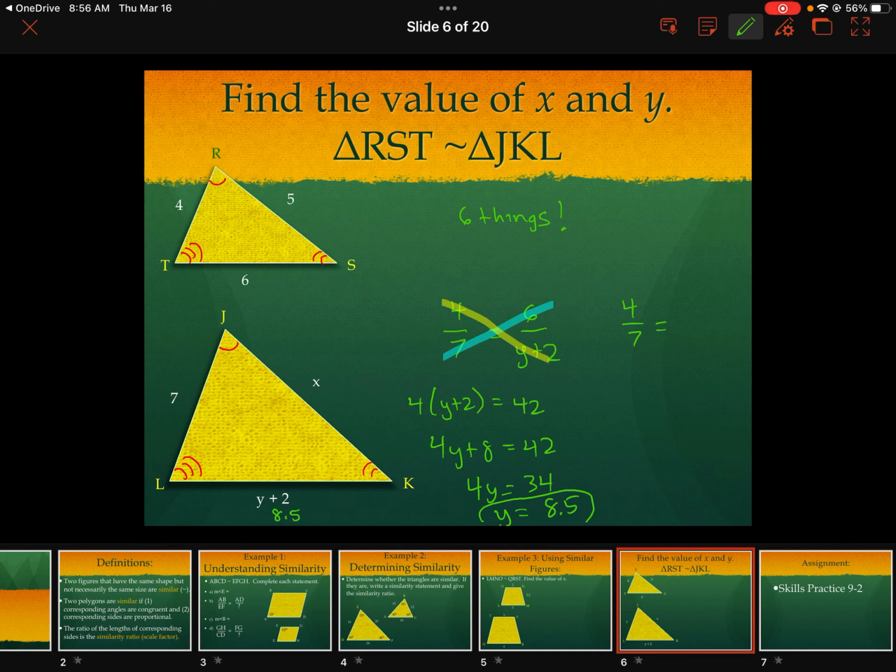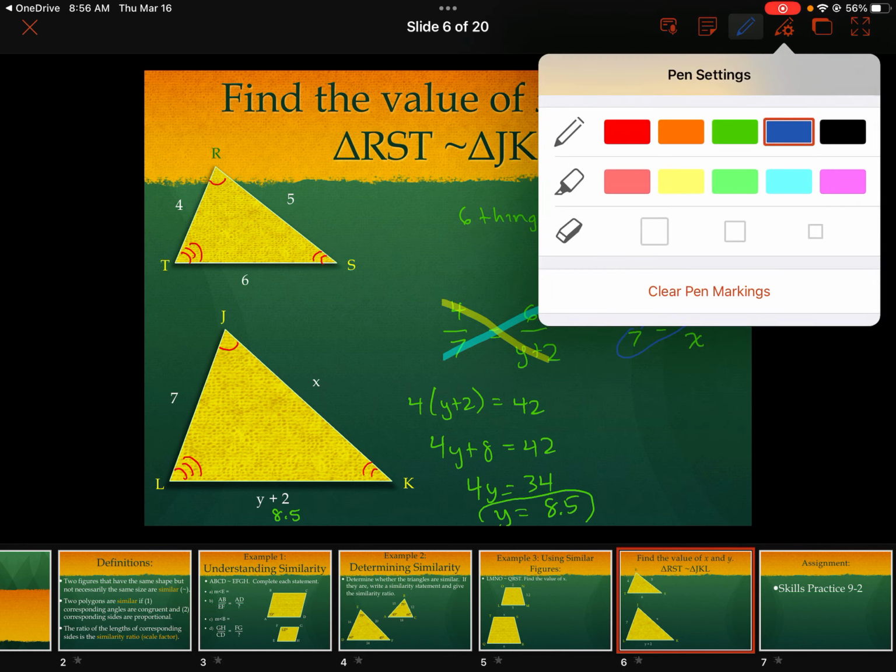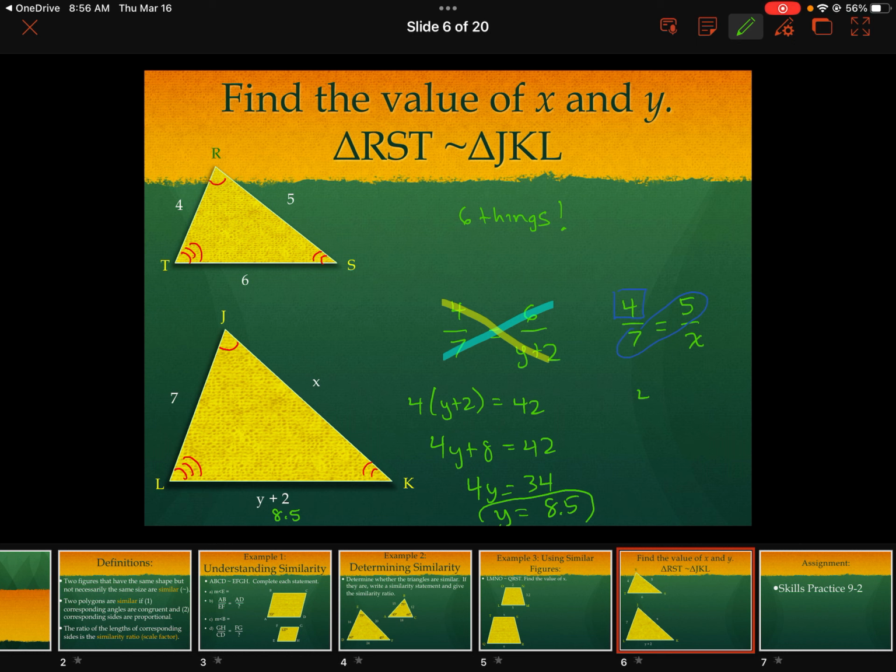Okay, now we're going to do the same thing to find x. 4 7s has to be 5 to x. It's easy to cross multiply on this one. Four x would be 35. 35 divided by 4 is 8.75.